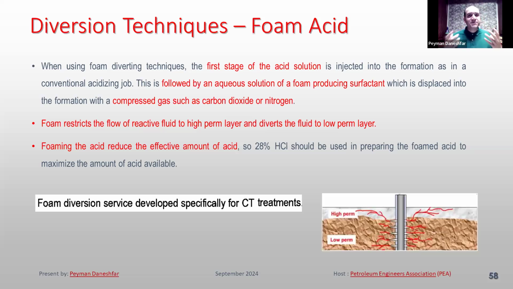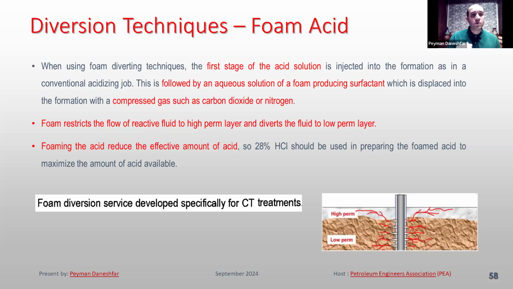For foam acid, when we use foam diverting technology, the first stage of acid solution is injected into the formation as in a conventional acid. Okay, we inject the acid first, followed by an aqueous solution of a foam producing surfactant, which is displaced into the formation with a compressed gas such as carbon dioxide or nitrogen, that normally we use nitrogen.